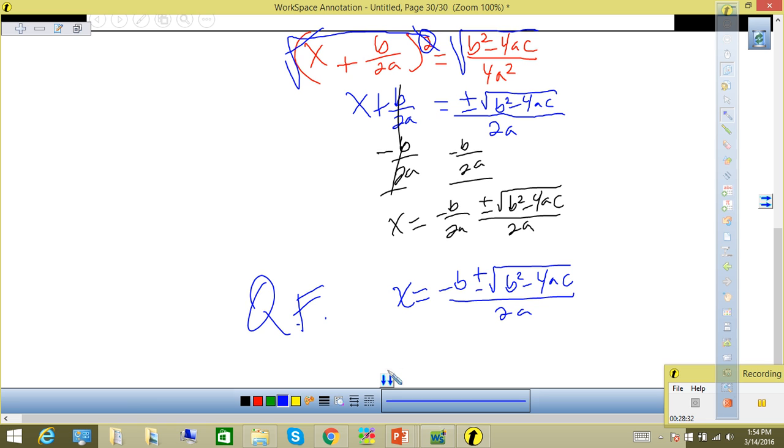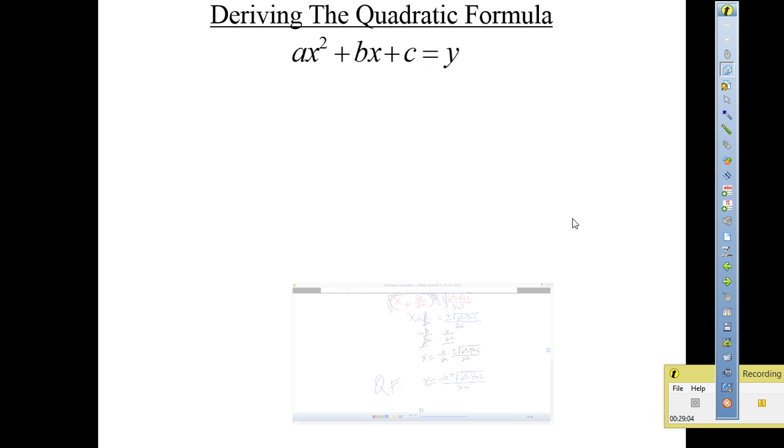Good. Everybody got it? Okay, get another blank sheet of paper out, or turn the paper over. Write this on the back. Deriving the quadratic formula.